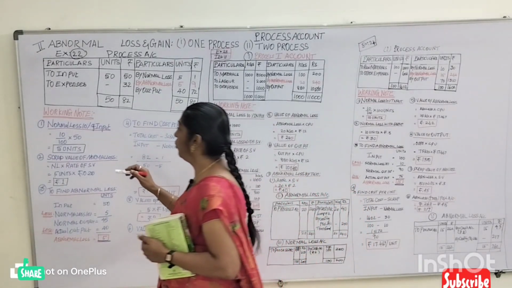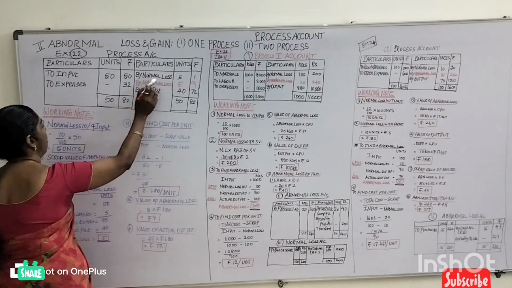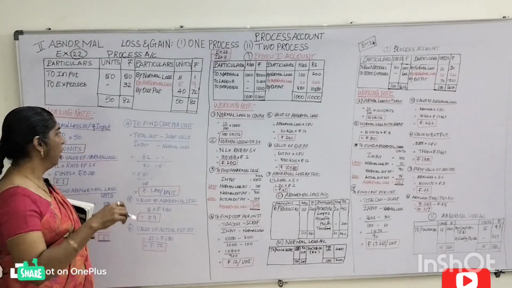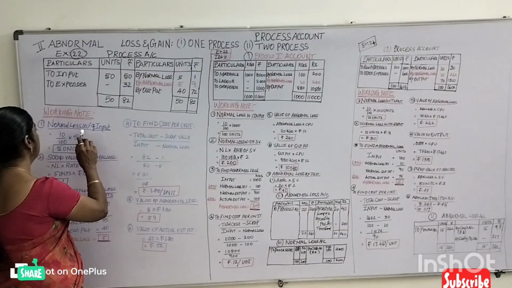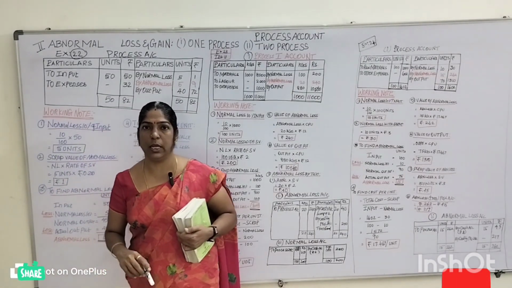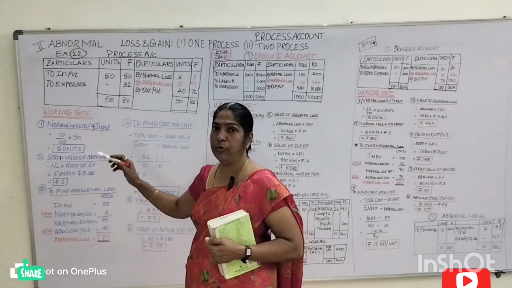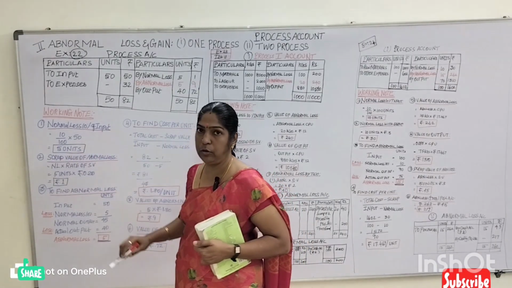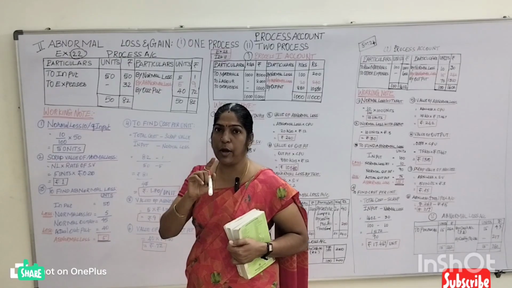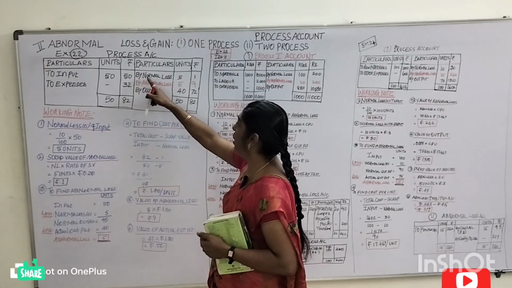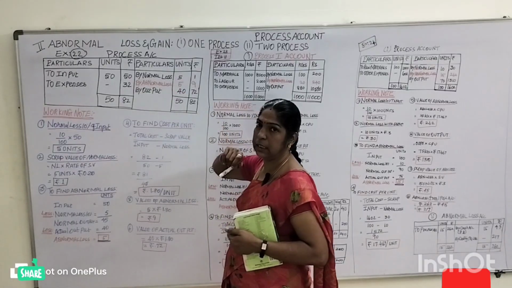First we need the normal loss. They have given normal loss as 10% on input units. So 10% means 10 by 100 into how many units they have given as input in the question? 50 units input given. After cancelling, you will get 5 units. 5 units means 5 units normal loss. So on the credit side, you write by normal loss 5 units.